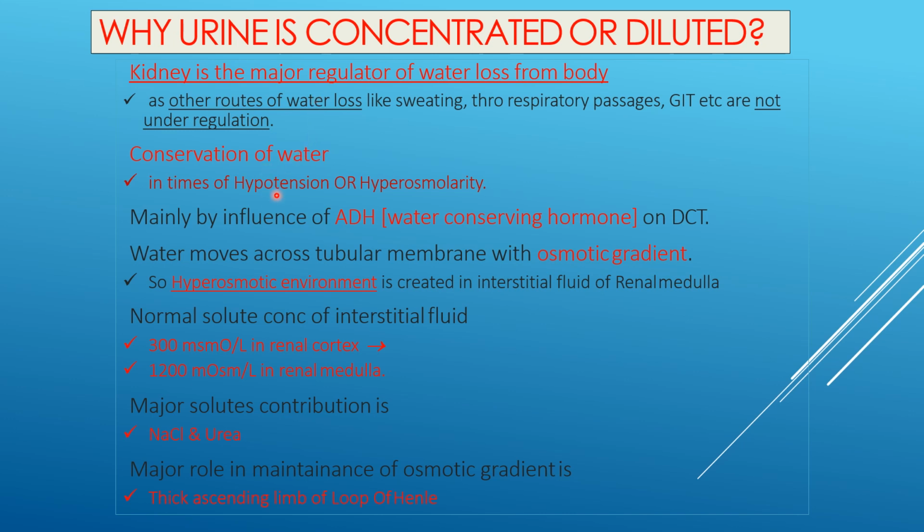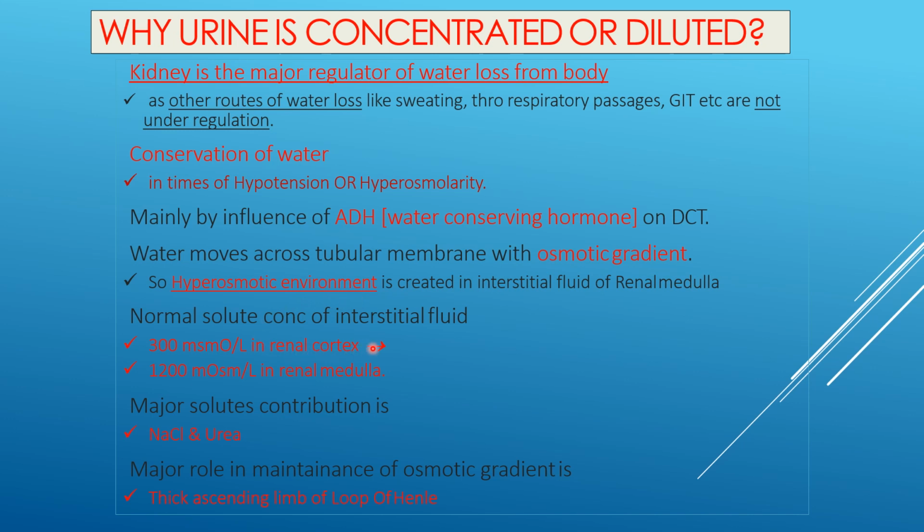And for conservation of water in times of hypotension or hyperosmolarity, this is done mainly by the influence of ADH, the water conserving hormone, on the distal convoluted tubule. Water moves across the tubular membrane with the osmotic gradient. So a hyperosmotic environment is created in the interstitial fluid of the renal medulla. So this conservation of water in times of hypotension or hyperosmolality is mainly under the influence of antidiuretic hormone.